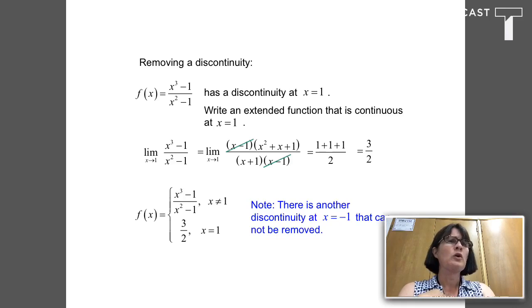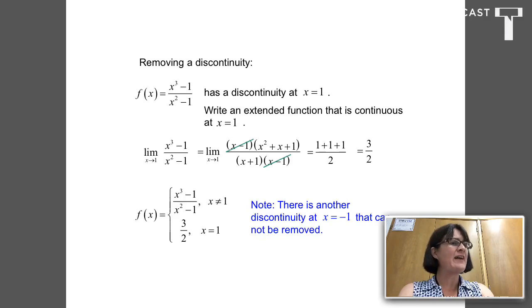So notice that extended function, all that means is we're going to write a piecewise function with this original function, the one that's given, as one of the pieces, and we're going to write a second piece with the only one purpose, to put one dot in the hole, to fill in the hole with one dot at the place where x equals 1. That's what an extended function is.